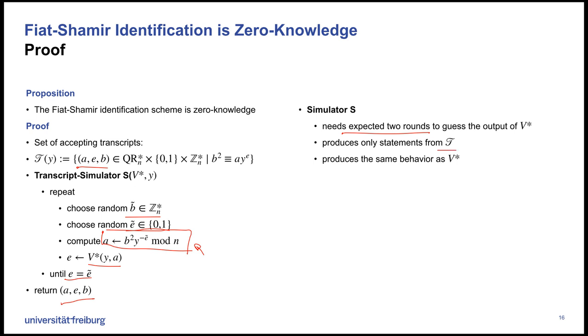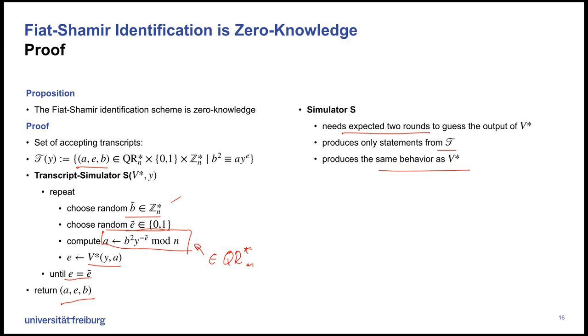And the statements are really from this ZT, and it has the same behavior. Now that's something we have to think about: why it's the same behavior. Now, this value here is a random number from QR star. So this is really a random number, because b tilde is a random number. And if you multiply this with another square number, we just get a random square number. So this is perfect, because A is uniformly randomly distributed.